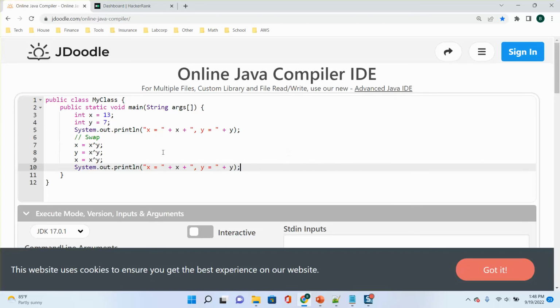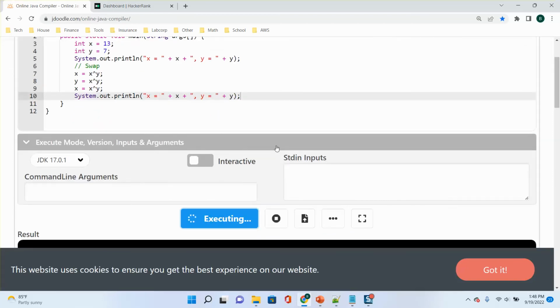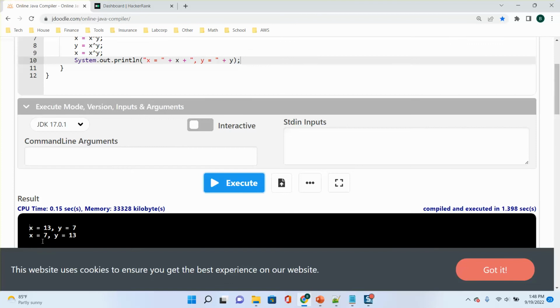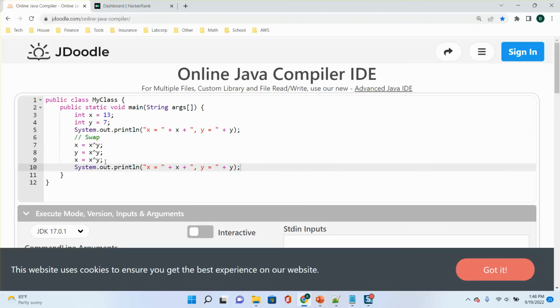Now I run it. So at the beginning, x is 13, y is 7. And next, with the 3 operators, the answer is 7 and 13. The 2 numbers are swapped. How does that happen? It looks very amazing, right? I run the same operator 3 times, and then it becomes a swap. Now, I will use the example 13 and 7 and explain what happens here.